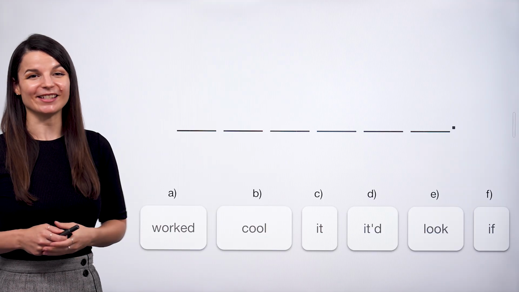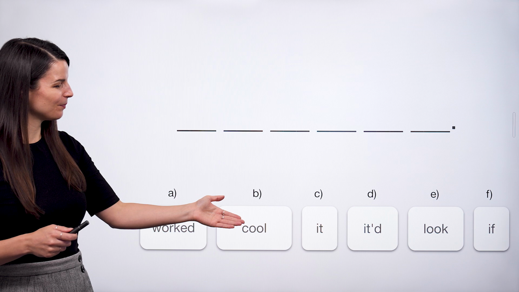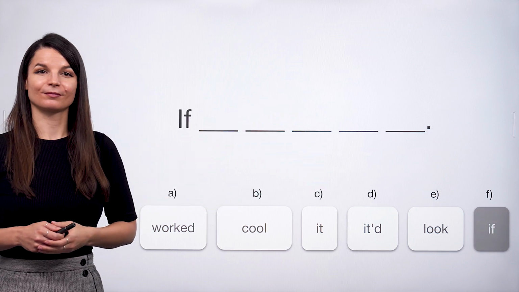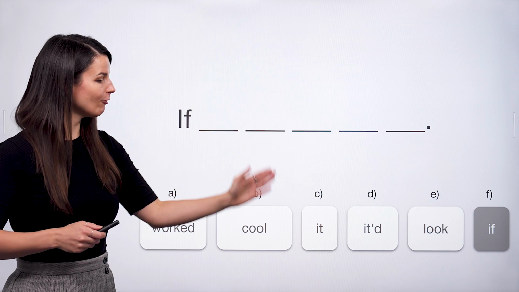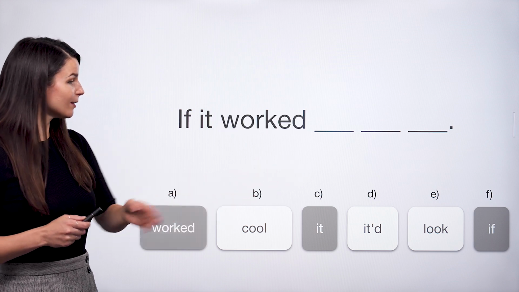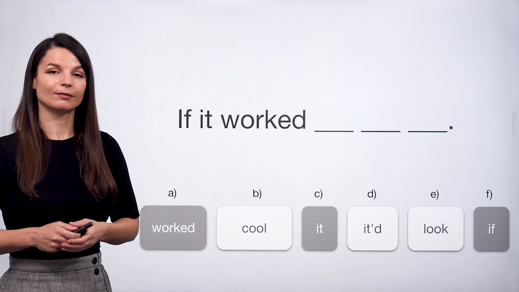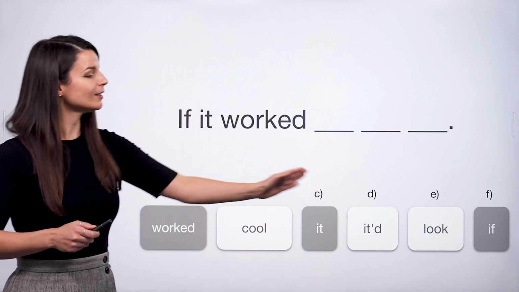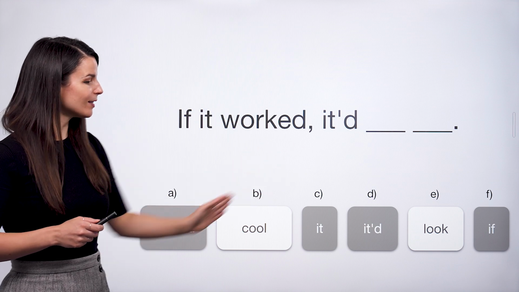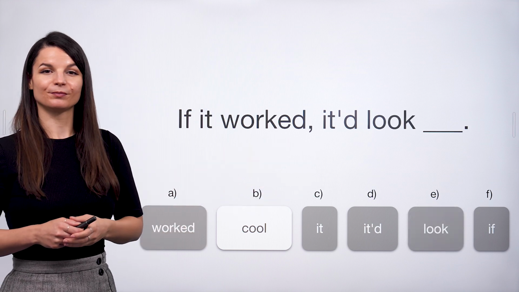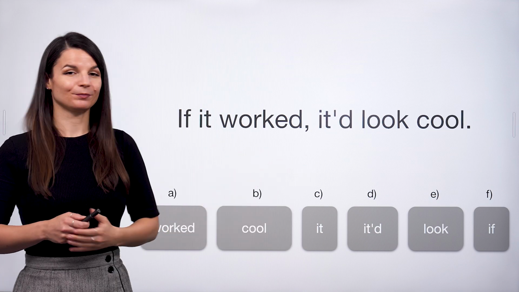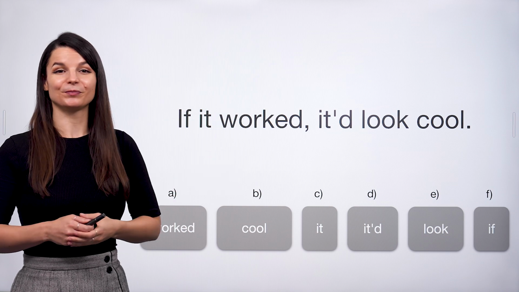Unscramble the words to make a sentence. If. If it. If it worked. If it worked, it'd. If it worked, it'd look. If it worked, it'd look cool.